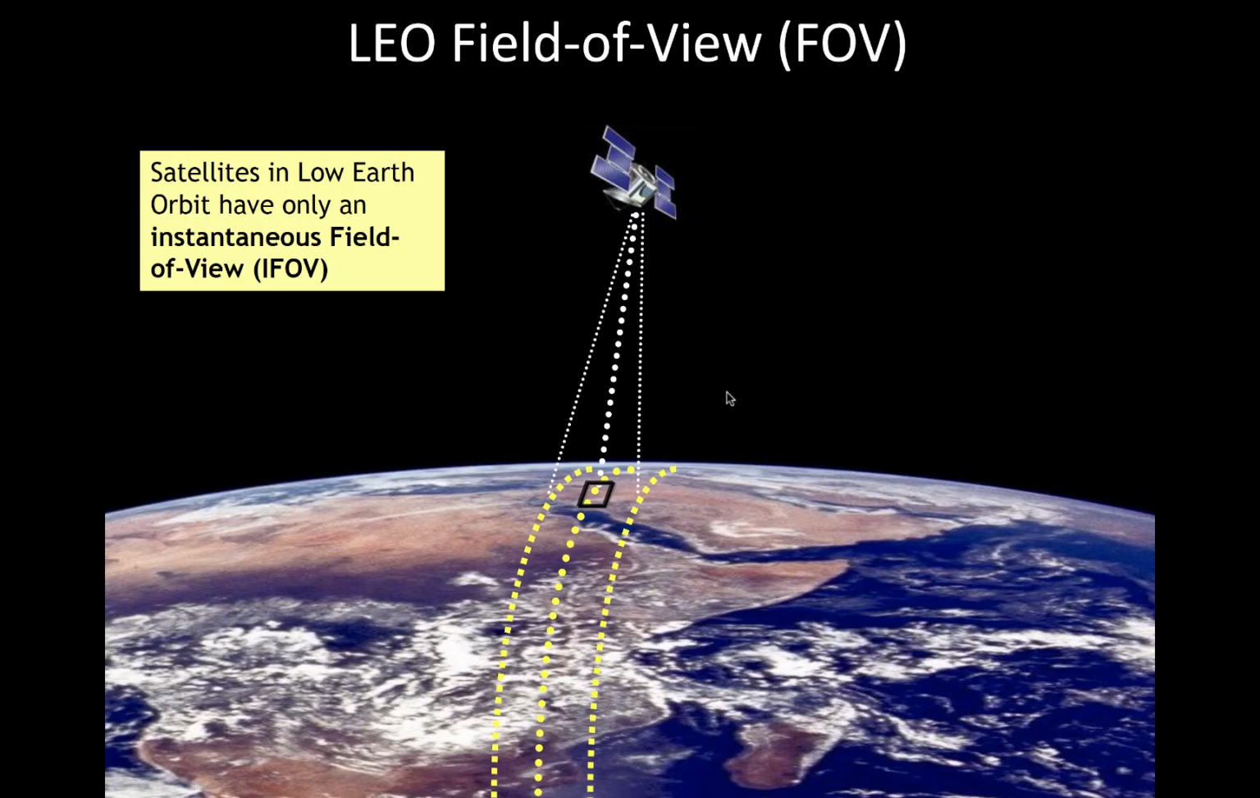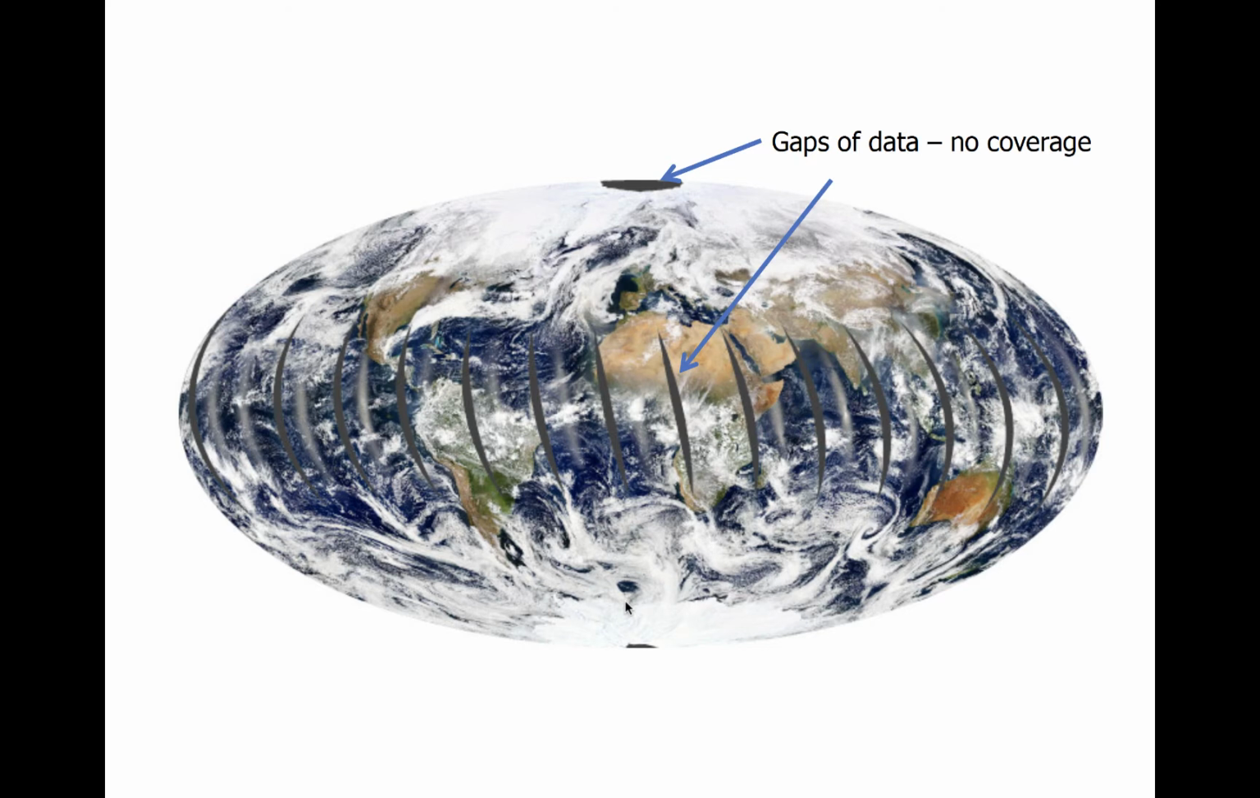Satellites in low Earth orbit have limited field of view compared to geostationary satellites. In this figure, the satellite might only see the atmosphere and surface within the two outer yellow dashed lines, as just an example, with the center dashed line representing the sub-satellite point, this line right here. This means that the data is collected in these swaths. An example of the swaths is shown in a day's worth of data shown right here.